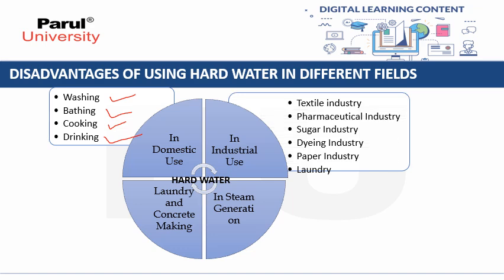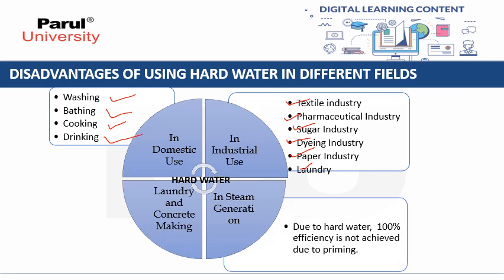When we use hard water in industrial use, for example, in the textile industry, pharmaceutical industry, sugar industry, dyeing industry, paper industry, laundry, etc., again it will create an adverse effect because of the impurities or the dissolved salts present in the water.